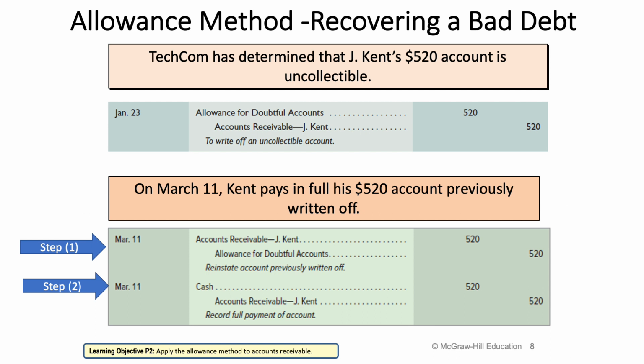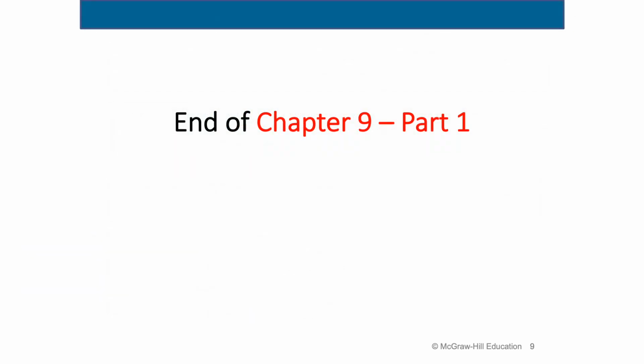You need first to restate his account. What do I mean by restate? I'm going to take the write-off journal entry, but I'm going to reverse it. I'm going to bring the accounts receivable back, and I'm going to put the allowances for doubtful accounts back on the credit side. Then, the second entry, because the customer paid me, my cash is going to increase, and then I'm going to close his accounts receivable again. So remember, this is how we recover a bad debt using the allowance method. This is the end of Chapter 9, Part 1.